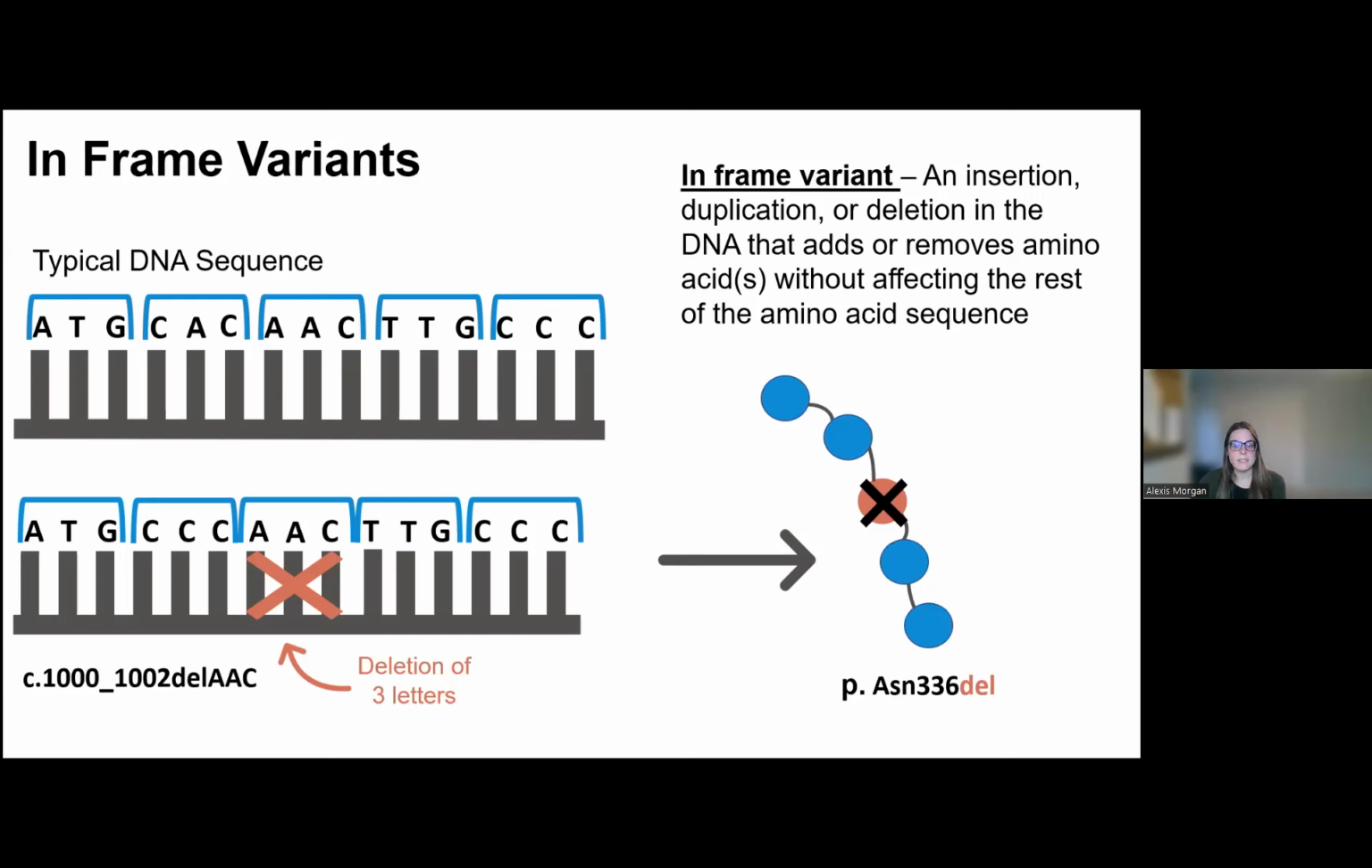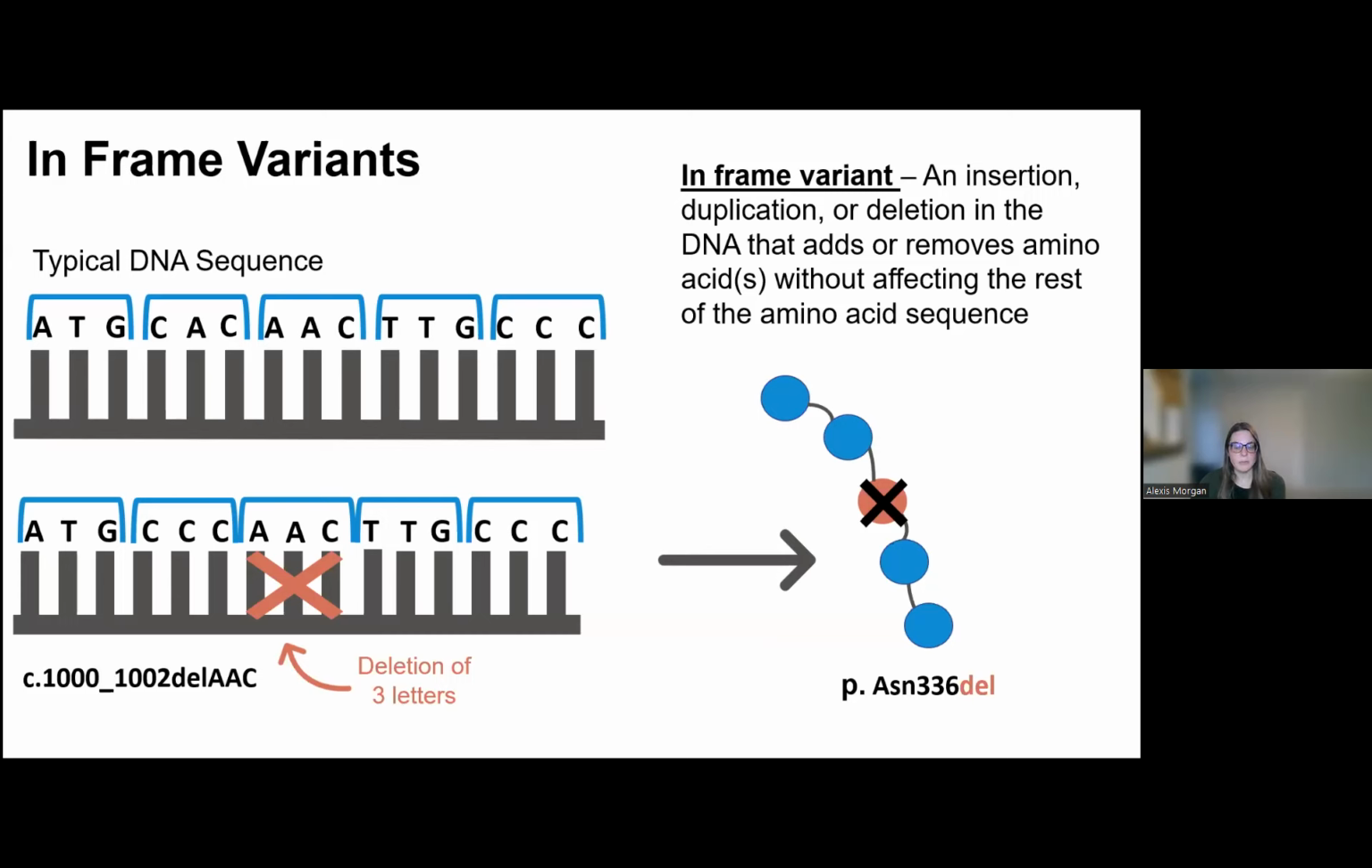The example on the slide is a deletion of 3 nucleotides, which is denoted by the del AAC in the c dot. This is in a set of 3, so again, it does not change the reading frame of the DNA, but it was a deletion of one of the amino acids. So it did change the protein, which is noted in the p dot. The protein was changed and an amino acid was deleted, and that's noted by the del at the end of the p dot.